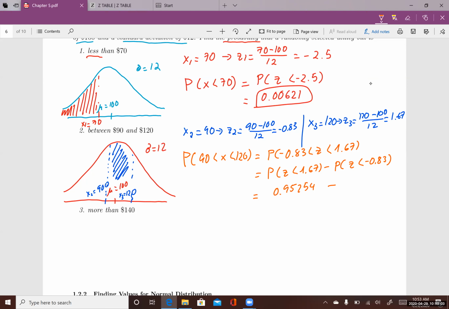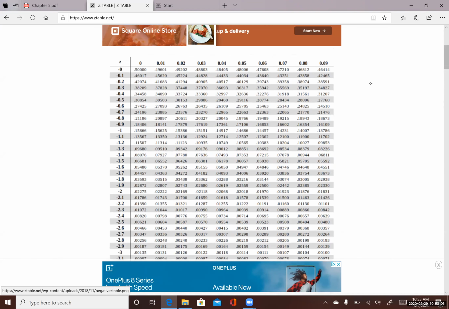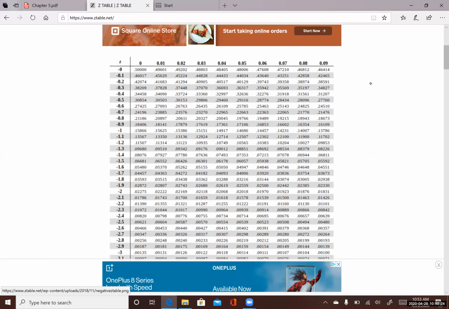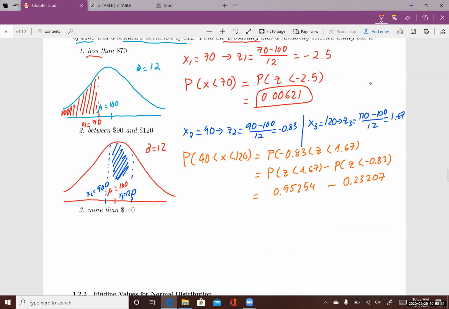And negative 0.83 is 0.20327. Okay, and then you just calculate this: 0.95254 minus 0.20327, which gives you 0.74927.